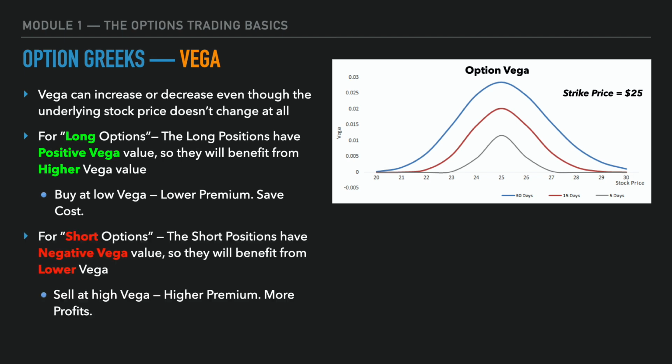On the other hand, for options short selling, your position will have a negative vega value. It means they will benefit from lower vega value. So the best time to sell or short an option is actually when the vega value is high. Higher premium means more instant profit.